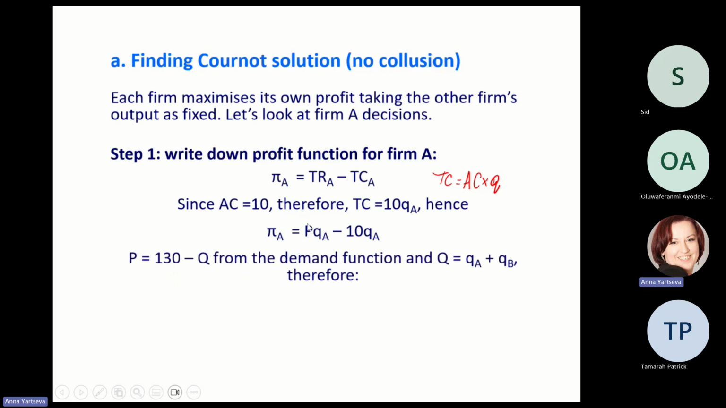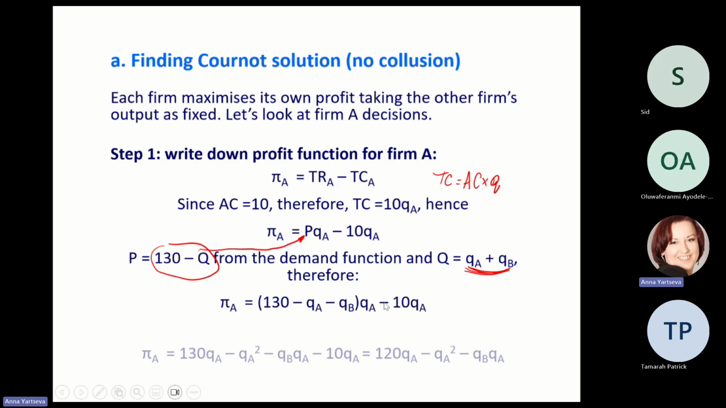Next, we'll need to plug in the data for prices from the demand function. We know that price is equal to 130 minus Q, right? Plug it here. So instead of price, we plug this in here, and instead of quantity, we can replace quantity with this expression. It's an individual sum of production by each company. Plug this whole expression instead of price, and the rest remains unchanged. This is our profit function.